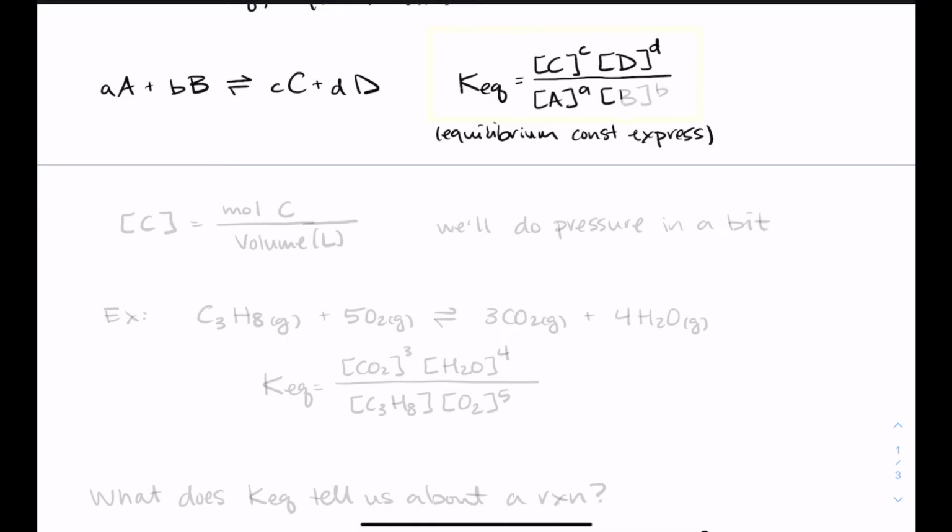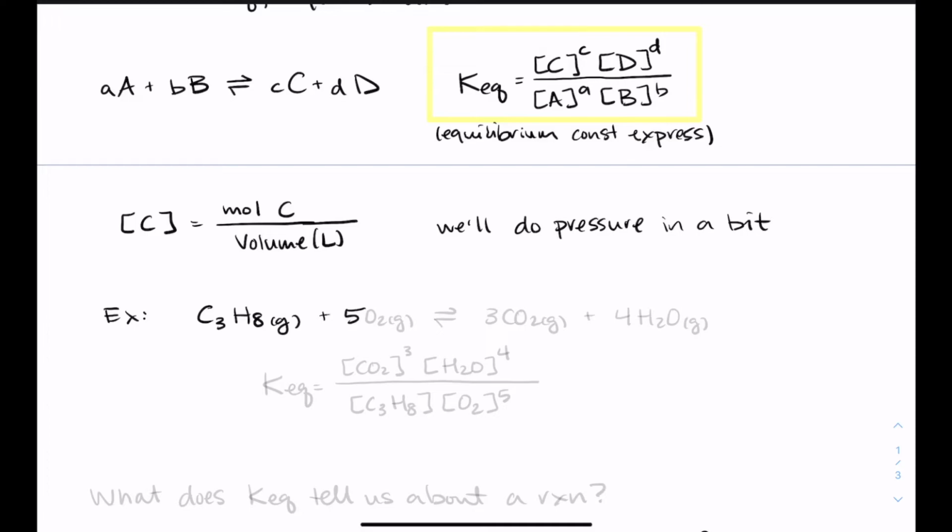So in my generic reaction, this means it's the concentration of C to the little c power, concentration of D to the little d power, divided by concentration of A to the little a power times concentration of B to the little b power. Okay, so a reminder, brackets mean concentration. If it's concentration of C, it's moles of C divided by volume in liters. Moles per liter is molarity. And we will do some of these problems with pressure. But let's do one with concentration, since that's how we're starting to define this.